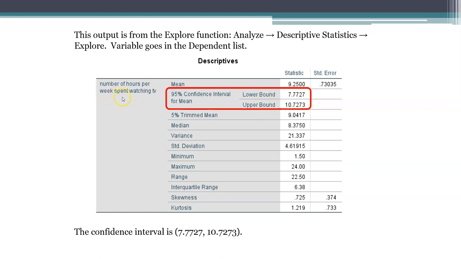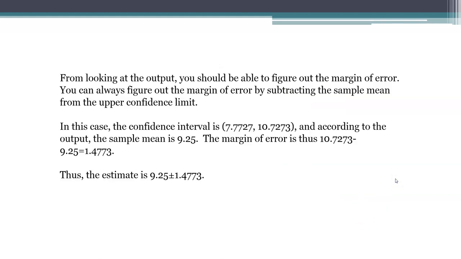If you want to follow along, pull up the attention span data set and then run your explore function based on the number of hours per week spent watching TV. You'll get this confidence interval, which is 7.7727 hours up to 10.7273 hours per week. We'll talk about interpretation a little more in just a minute.